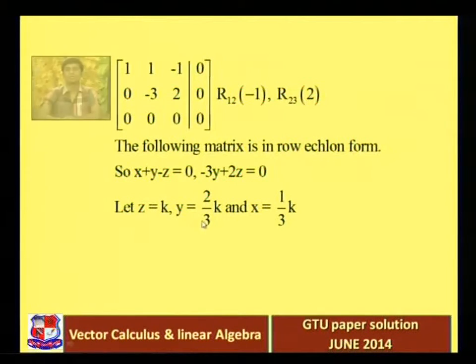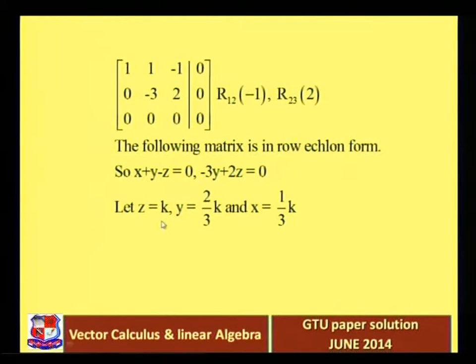Now when you take z is equal to k, y is equal to 2 by 3 into k, put the value of z and y in the first equation, you will get x is equal to z minus y. What is z? k minus y, that is 2 by 3k, so k minus 2k by 3, we will get 3k minus 2k divided by 3, so k by 3, so that's why x is equal to k by 3.